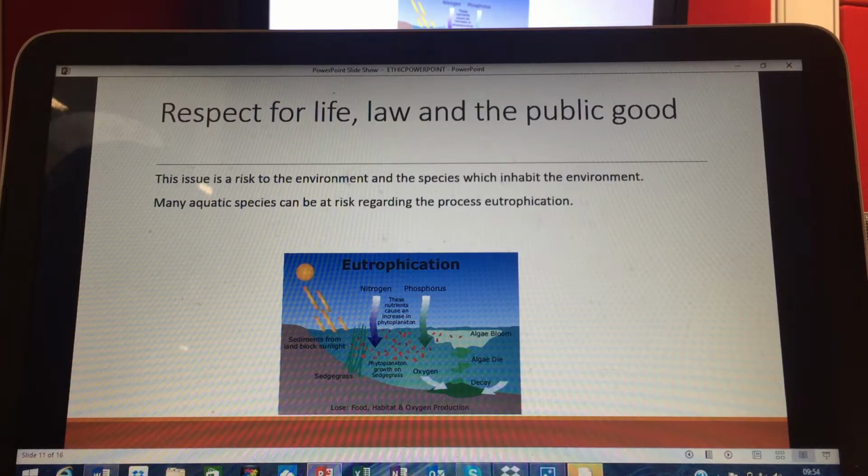This issue is a risk to the environment and the species which inhabit the environment because if large quantities of fertilizers are used, this results in a greater overall quantity of heavy metals in rivers and lakes, and many aquatic species can be at risk regarding the process. This process is called eutrophication. Essentially, this is when fertilizers are washed into rivers, forming an algae layer on the surface of the river. The algae blocks the sunlight entering the river, meaning that aquatic plants cannot photosynthesize.